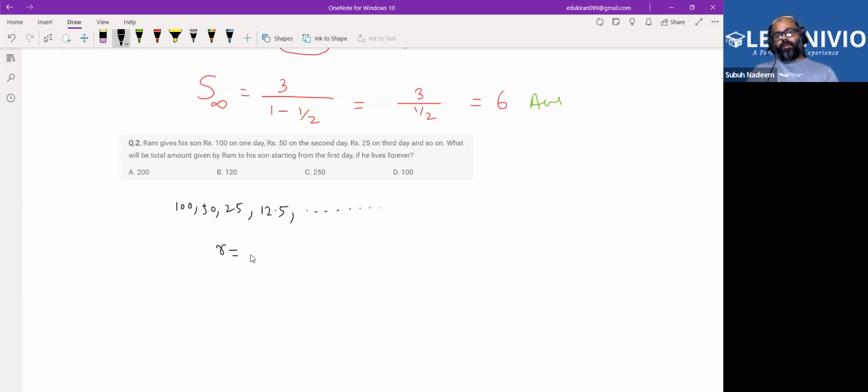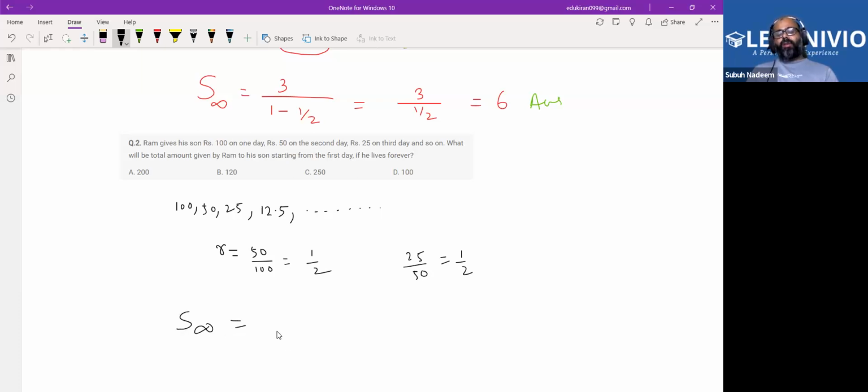It is 50 by 100, that is 1 by 2. Or you can say 25 by 50, that is also 1 by 2. For any two consecutive terms, the value which is next divided by the value which is previous. So common ratio is half and you have to find sum till infinity.